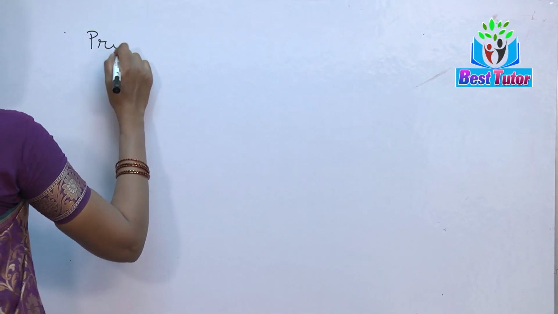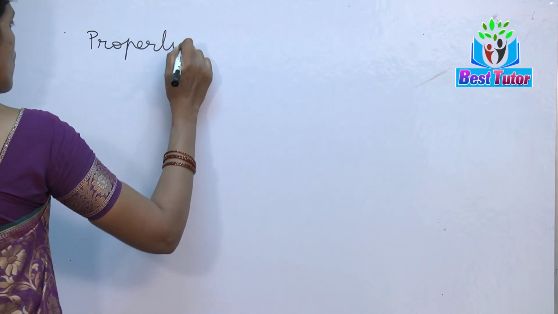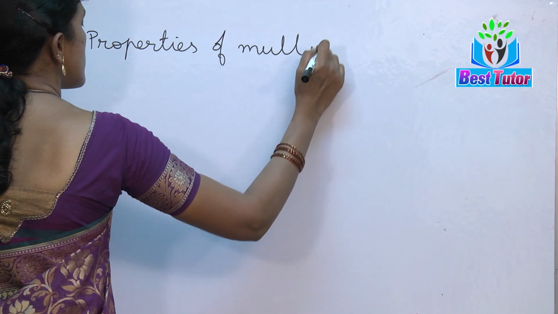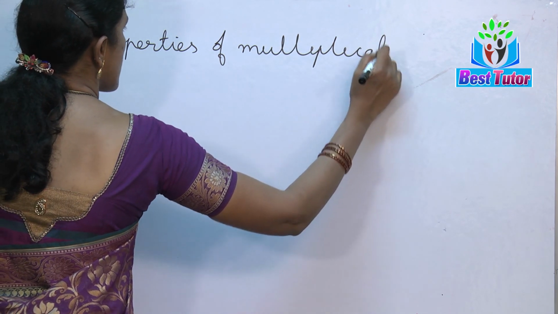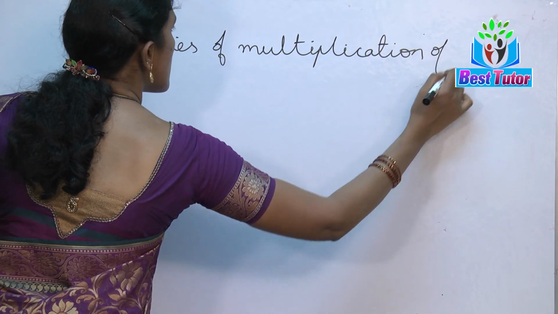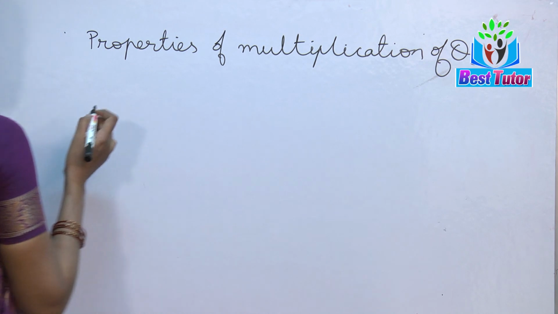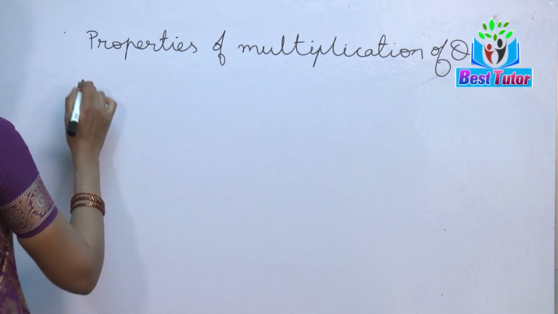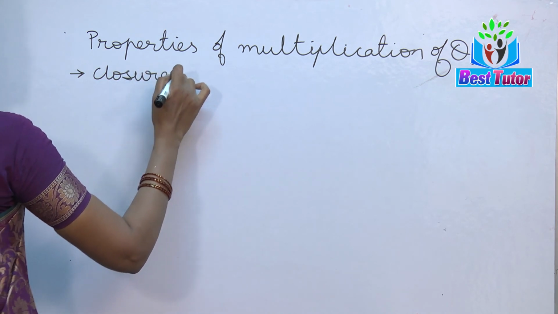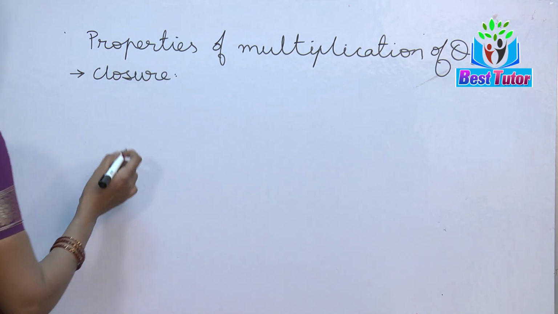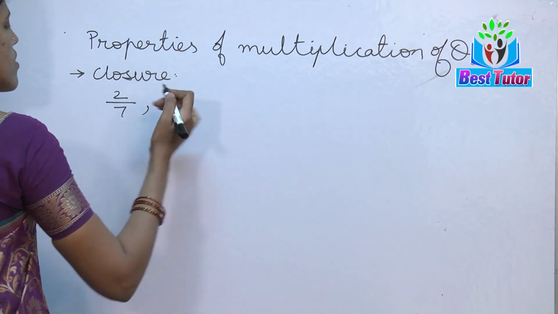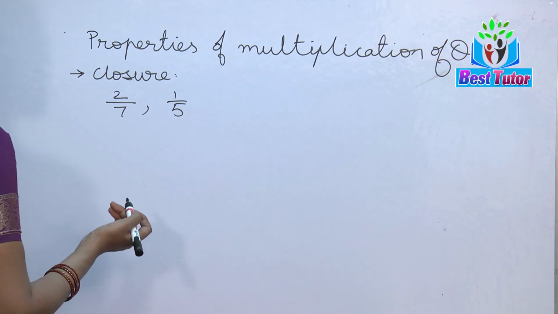Let us learn about properties of multiplication of rational numbers. The first property is closure property. What does closure property state? If I choose two rational numbers, then the product should be a rational number.